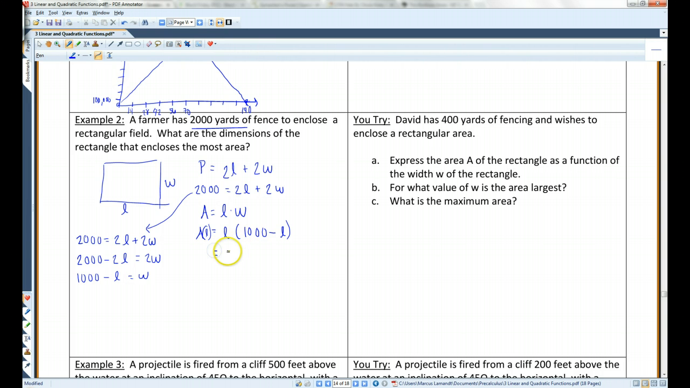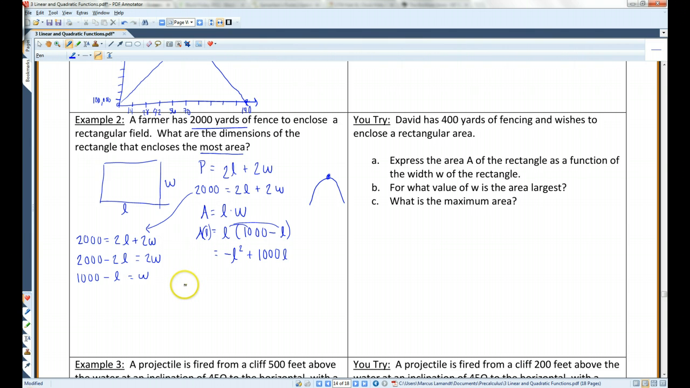I'll distribute the L. I'm going to skip a step here. I distributed the L, and I put the negative L squared out in front. Now, hopefully you guys can see, because this is negative, we have a parabola opening down. We want to know what encloses the most area. That's a maximum. So we need to find the maximum of this parabola.